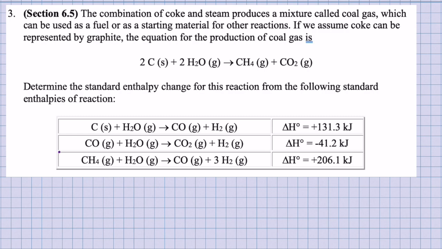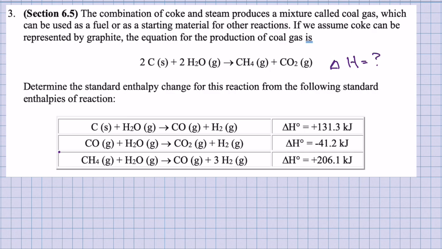Hey folks, in this problem we're going to use Hess's law to determine the enthalpy for the reaction and the production of so-called coal gas. Alright, so here's our reaction. Carbon plus water generates CH4, which is methane, and carbon dioxide. And that's what we're trying to determine delta H for.